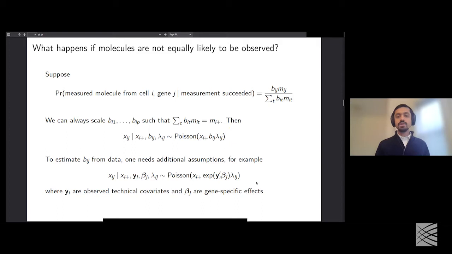Well, if the Bijs are constant over all of the cells, then you can actually safely ignore them at a single gene. If you're just going to compare lambda 1j against lambda 2j or some kind of function of the means in two groups. And the reason is that, well, you've multiplied all the lambdas by a constant, but then you're dividing, and so the constant cancels. So the trickier case is what happens if these Bijs vary from cell to cell. Then the randomness or the variation in the Bijs will cause the measurement error to actually be overdispersed.